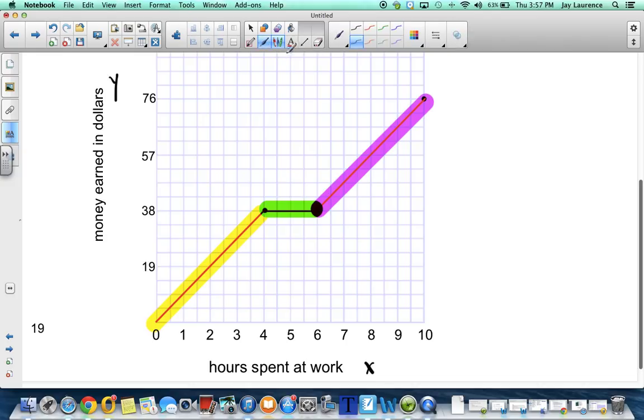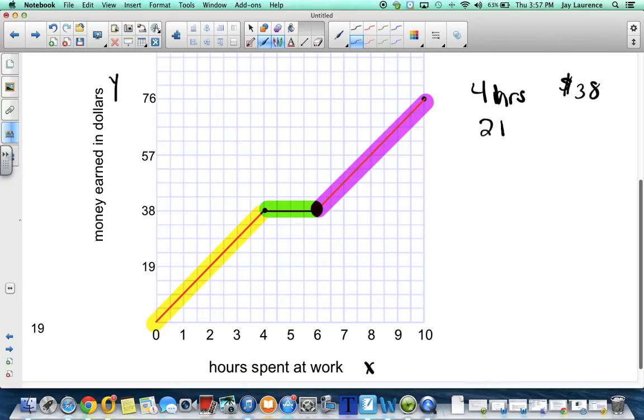Okay, now let's see what went on here. It looks like somebody went to work for 4 hours. You see the 4 hours? And during those first 4 hours, they made $38, right? But then there were 2 more hours at work.